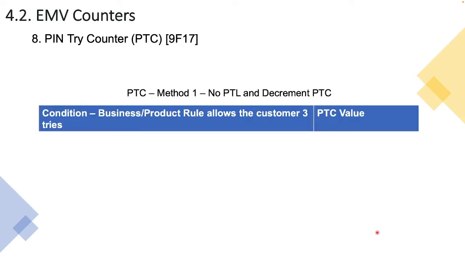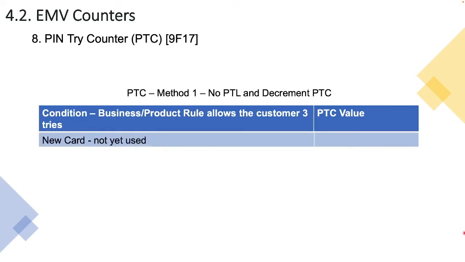Okay, so let's have a look at this in slightly closer detail. So for a brand new card, okay, so this is for method 1, where we don't have a pin try limit loaded on a card. We have only a PTC, and so what we're going to do is we are going to set the PTC equal to the number of tries that the business or product rule for the card allows. So let's assume that the business says that this card is only allowed a maximum of 3 pin tries. Okay, so we will set the PTC value on personalization to a value of 3.